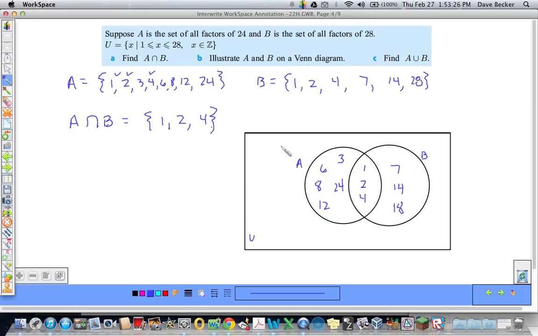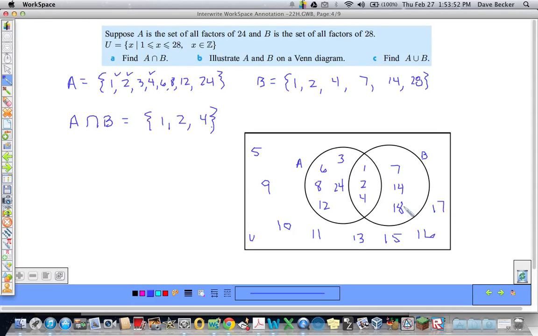Okay. What about the universal set? The universal set is the integers from 1 to 28 inclusive. So 1, 2, 3, 4. So 5 is going to be out here. 6 is good. 7, 8. I don't see a 9. 10, 11. 12 is good. 13, no. 14. 15, 16.